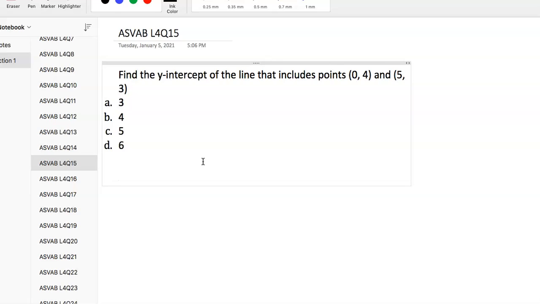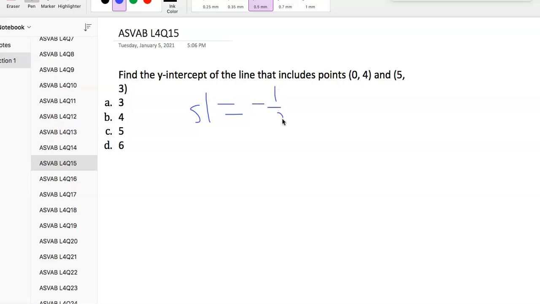Okay, so the same exact points. Find the y-intercept of the line that includes the points (0, 4) and (5, 3). Okay, so we just did this with the slope. That's what you have to find first when you get a question for y-intercept. So slope is negative 1/5. Now to find the y-intercept, all we're going to do is plug in.